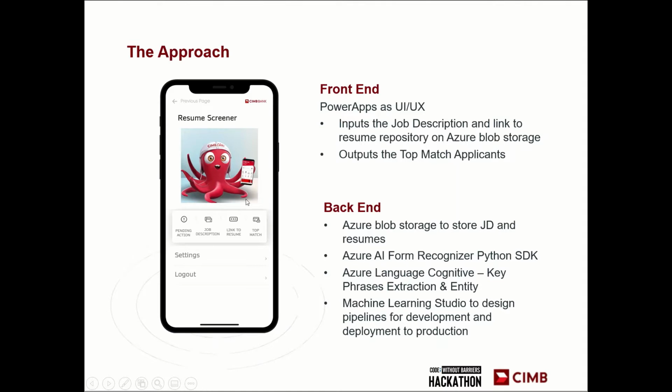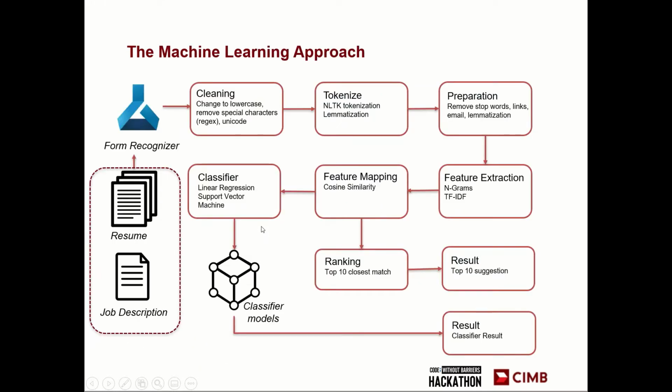So this is a simulation of the app itself. There are 4 buttons: pending action, if there's any warning, for example, there's a job description but there's no resume linked to it. Job description is basically where the HR would update the job description. Link to resume is to update the repository link to the resume. Top match would output the top 10 matching applicants.